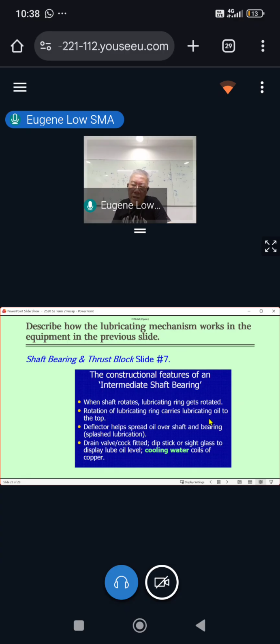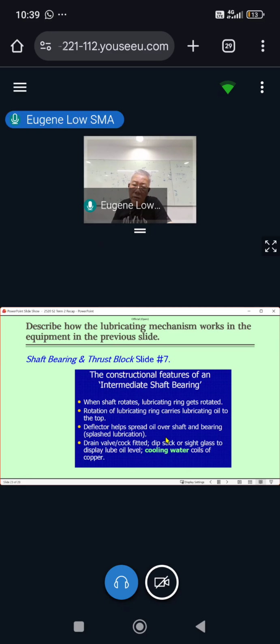Lube oil, you can spell it as L-U-B or L-U-B-E, that's fine. Carries the lube oil to the top. Deflector, here again, if you name it incorrectly and suddenly you know how to say deflector, you go back and correct it. The deflector helps to spread the oil over the shaft and bearing. This is called splash lubrication.